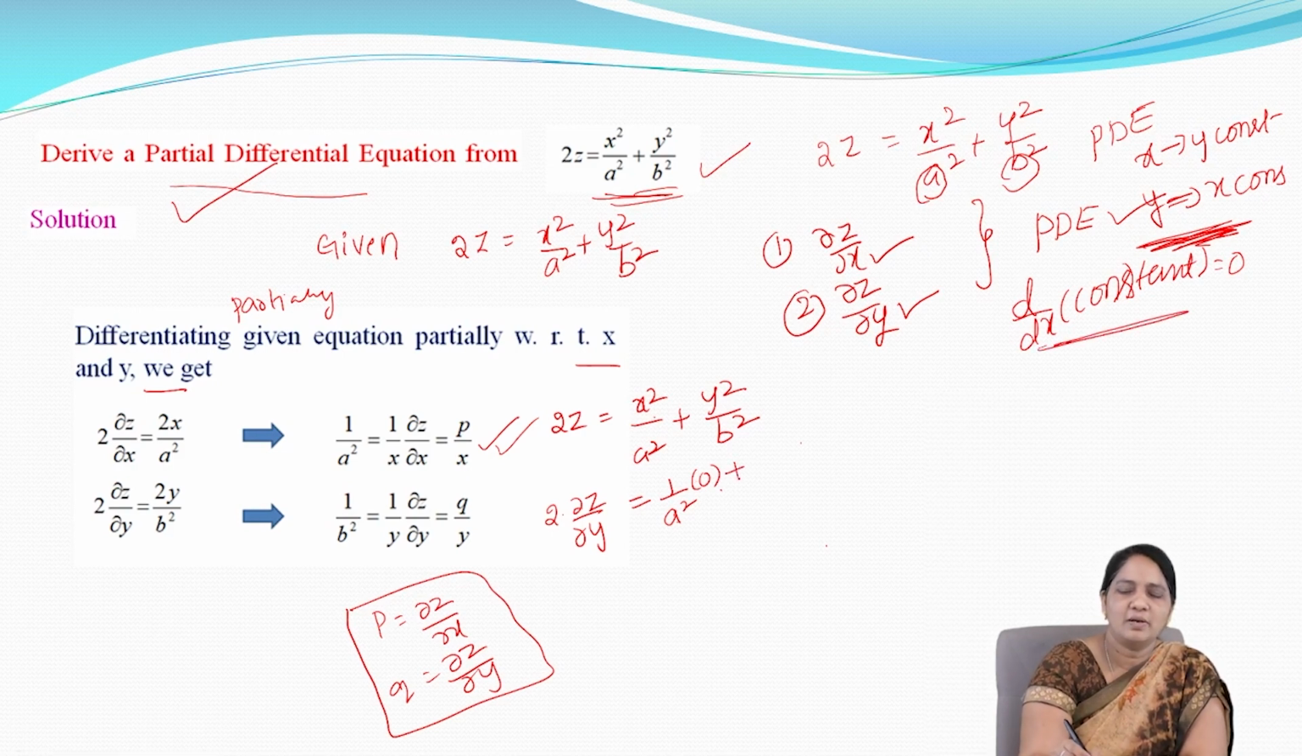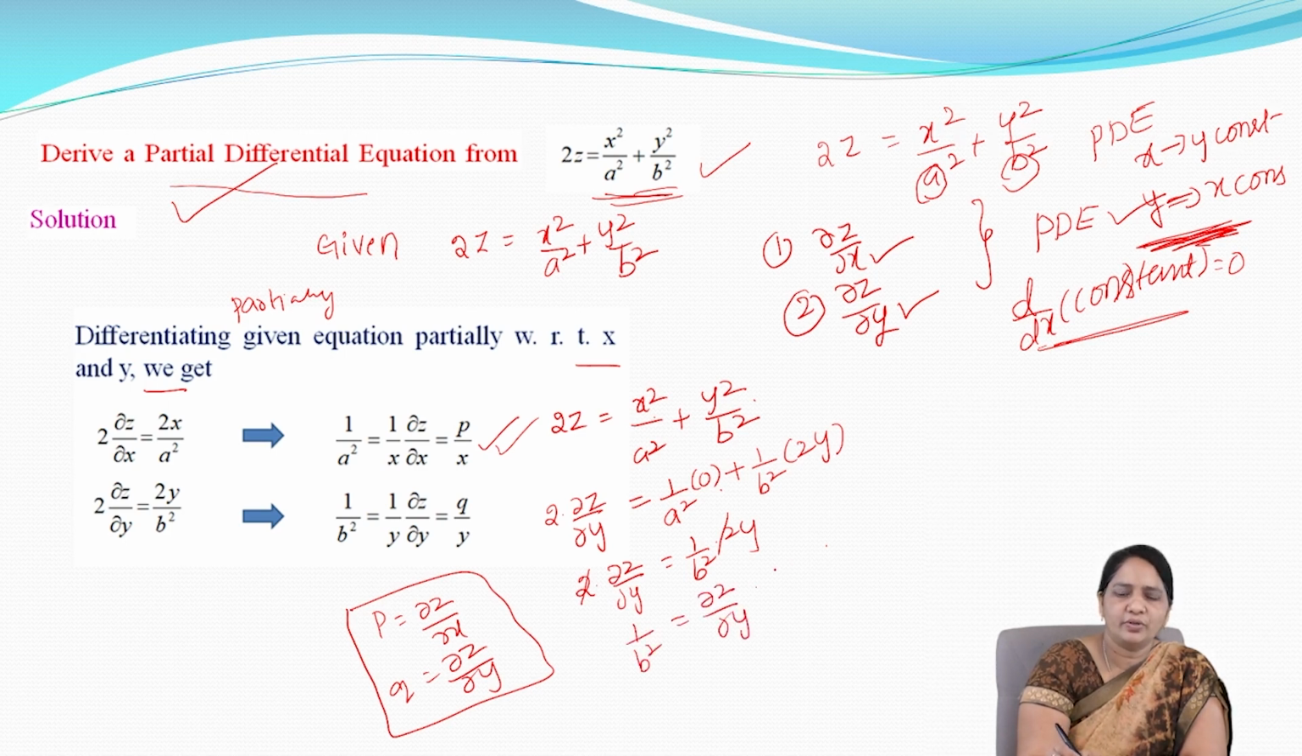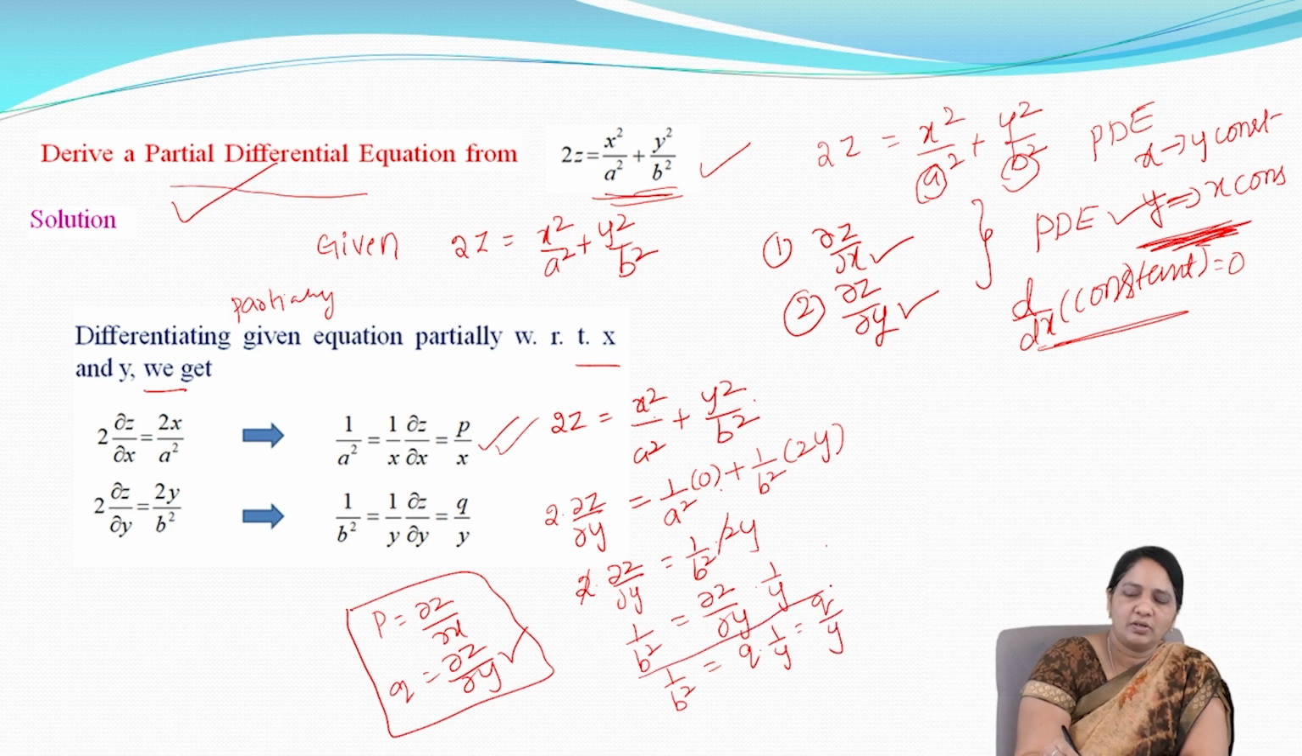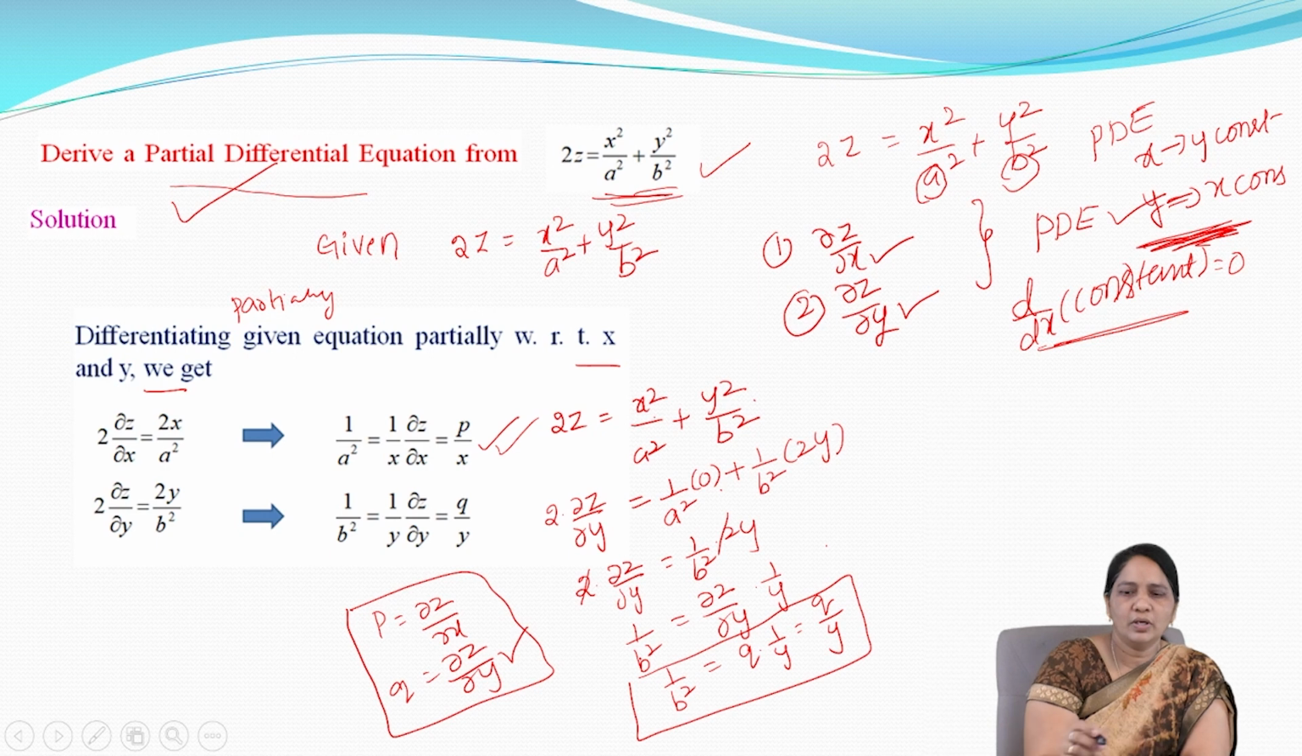So I am replacing here, plus 1 by b square is the constant. The derivative of y square is 2y. So finally I got 2 into dou z by dou y equal to 1 by b square into 2y. So here 2 will be cancelled. So I am writing the value of 1 by b square equal to dou z by dou y into 1 by y. I already know the notation, right? I am replacing q into 1 by y, nothing but q by y. So I got the equation 1 by b square equal to q by y.